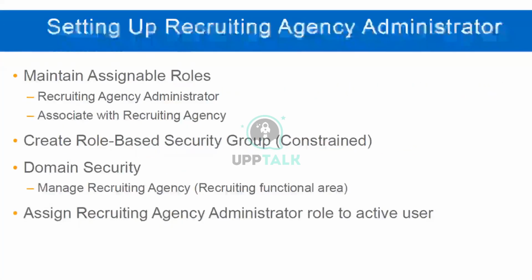It manages, then setting up the recruiting agency admin. Again, they're talking about how we are going to do it. First, you need to maintain an assignable role. Create this role and associate it with the recruiting agency, like enable it with this. Then create a role-based security group constraint, and after creating it, assign it to this domain. And then assign this particular admin level role by going on to that agency and assigning it to any existing worker of the organization.